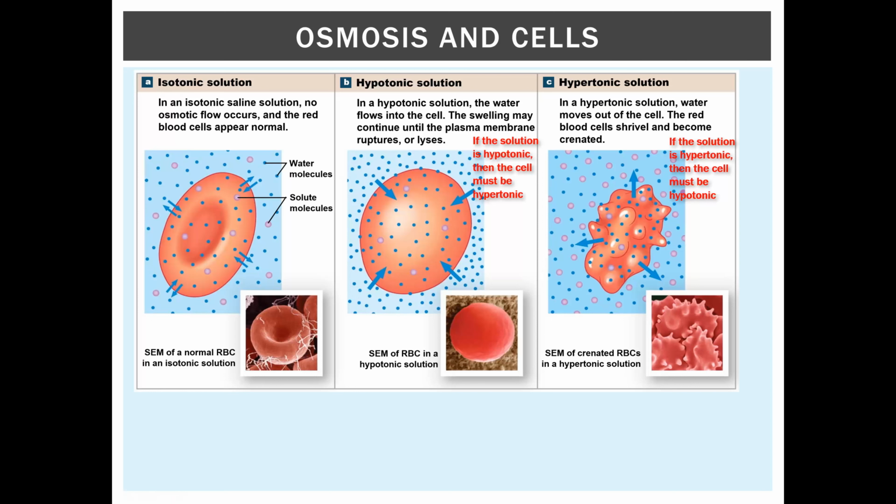Same thing if you give them a solution that has too much solute in it. So a lot of our IVs that you get when you go to the hospital are called normal saline, and the concentration is 0.9 grams per deciliter, and that is an isotonic solution compared to our red blood cells. So when you get an IV drip of normal saline, it is not going to disturb your red blood cells because it is isotonic.